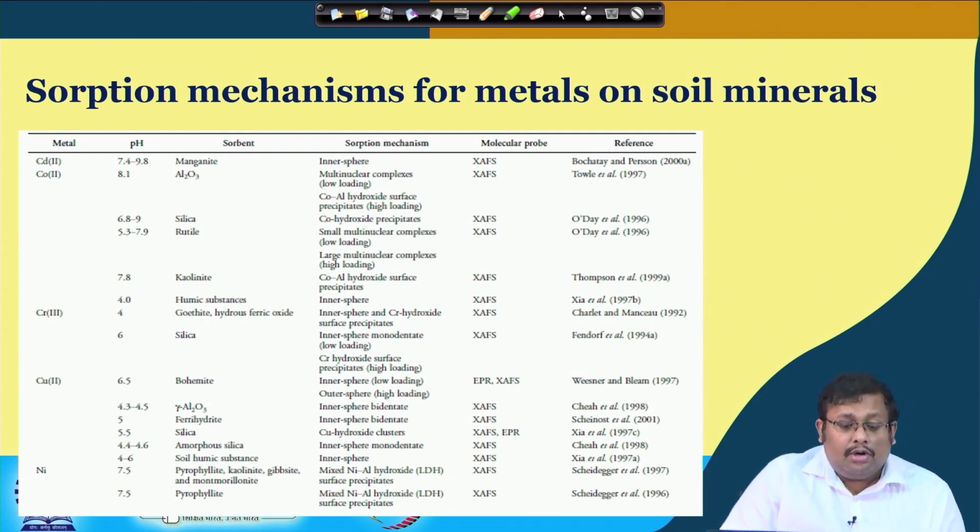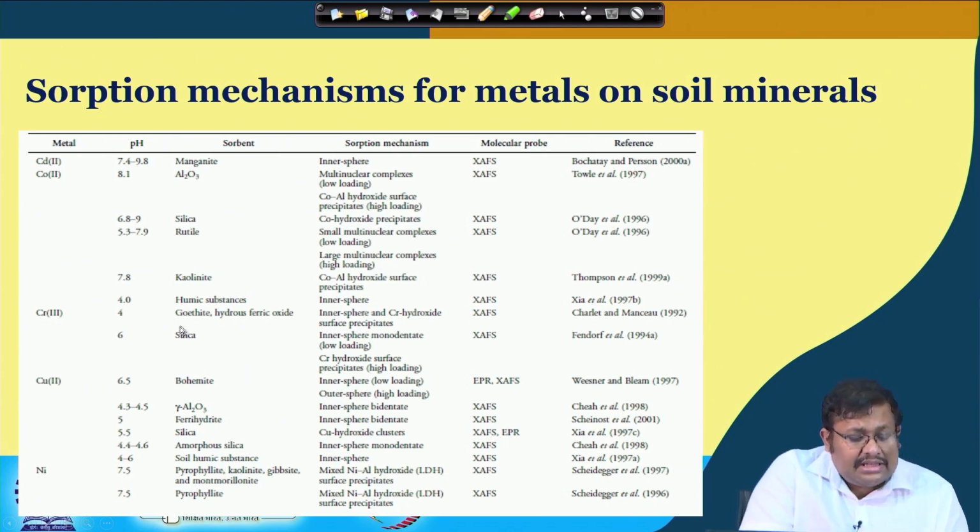In case of Al2O3, we are getting multinuclear complexes, and in case of silica, we are getting cobalt hydroxide precipitates. In case of rutile, you can see small multinuclear complexes. In case of kaolinite, this cobalt produces cobalt aluminum hydroxide surface precipitates.